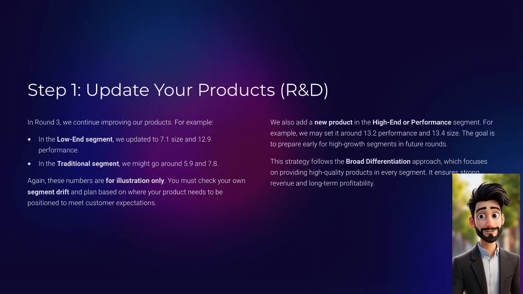customer expectations. We also add a new product in the high-end or performance segment. For example, we may set it around 13.2 performance and 13.4 size. The goal is to prepare early for high-growth segments in future rounds. This strategy follows the broad differentiation approach, which focuses on providing high-quality products in every segment. It ensures strong revenue and long-term profitability.